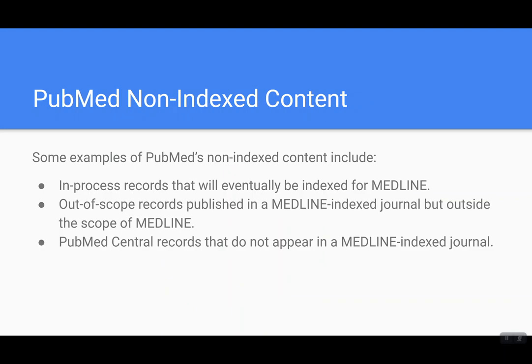There is also a variety of non-indexed content available on PubMed. This includes in-process records that will eventually be indexed for Medline, out-of-scope records published in a Medline indexed journal but outside the scope of Medline, and PubMed Central records that don't appear in a Medline indexed journal.